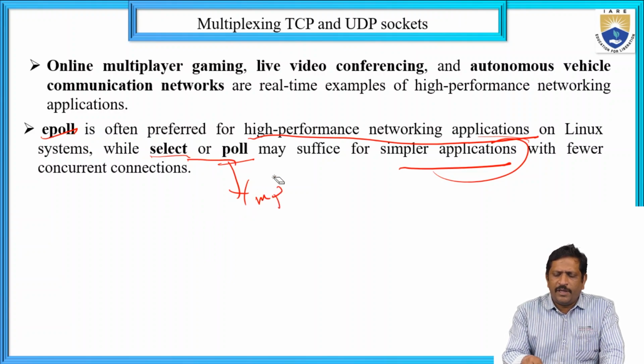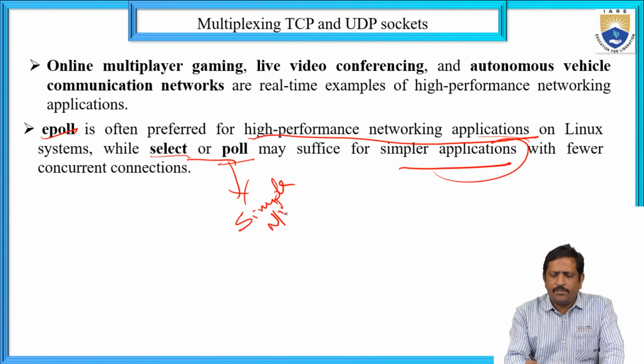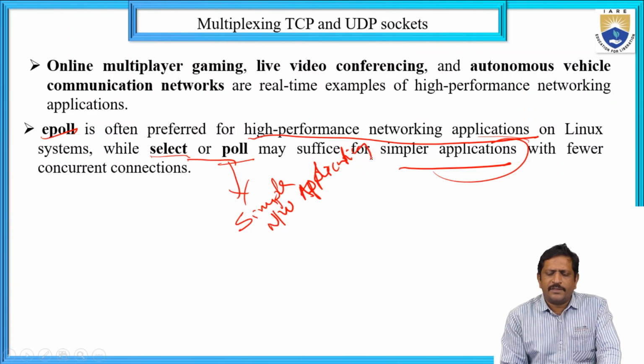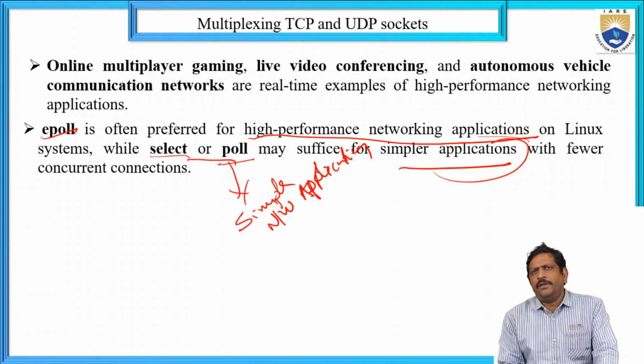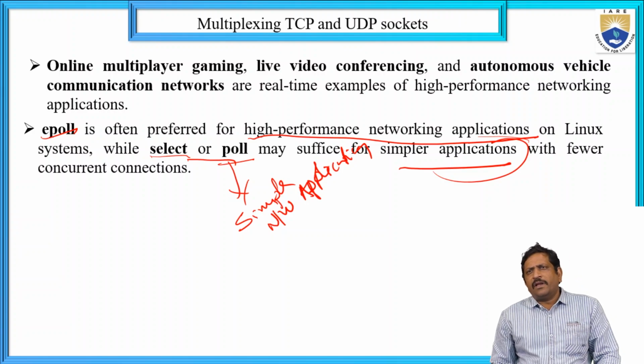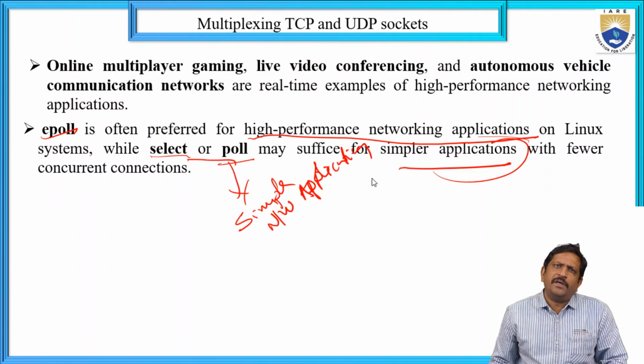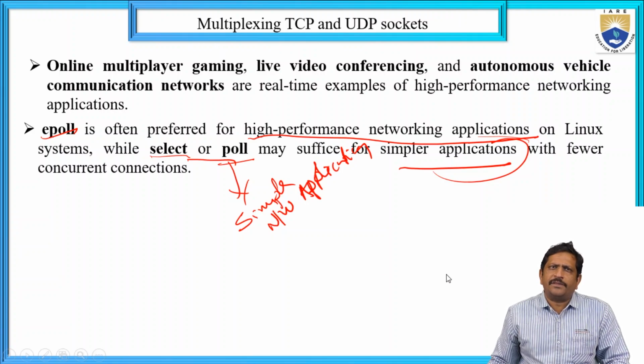In simple networking applications, we can utilize the select and poll system calls, with fewer concurrent connections. Here, the simple network applications have very few concurrent connections.